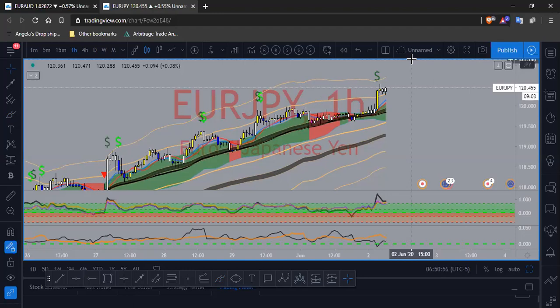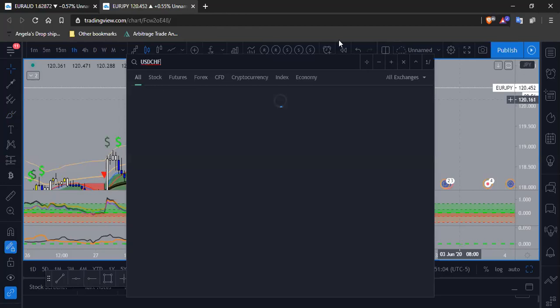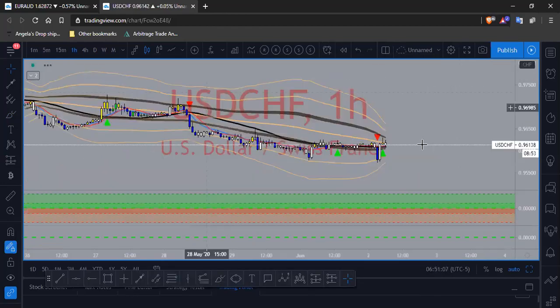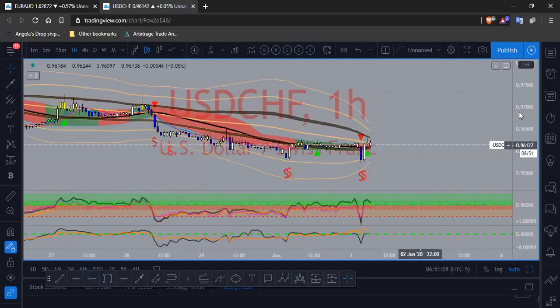Is there any pairs that you guys want me to look at? Any special pairs that I can go take a look at? USD CHF, I'm still looking to sell this, although it's playing games. I'm still looking to buy this though.